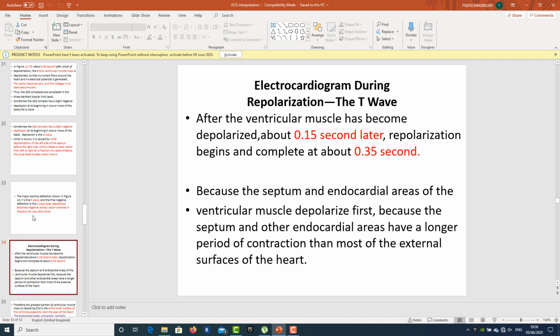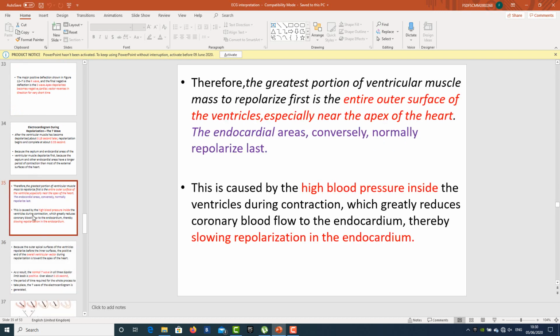After the ventricular muscle has become depolarized, about 0.15 second later repolarization begins, and is complete at about 0.35 second. The septum and the endocardial areas of the ventricular muscle depolarize first because they have a longer period of contraction than most of the external surfaces of the heart. Therefore, the greatest portion of the ventricular muscle mass to repolarize first is the entire outer surface of the ventricles, especially near the apex of the heart. The endocardial areas, conversely, normally repolarize last.